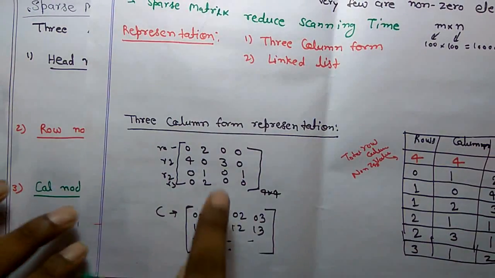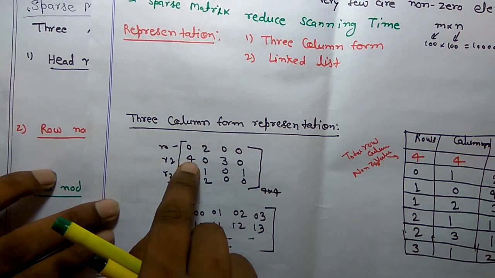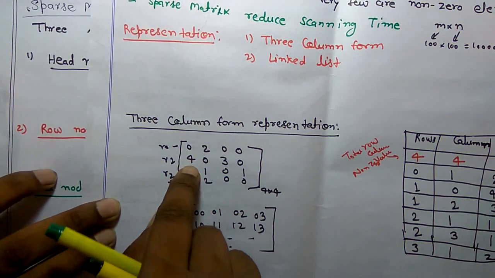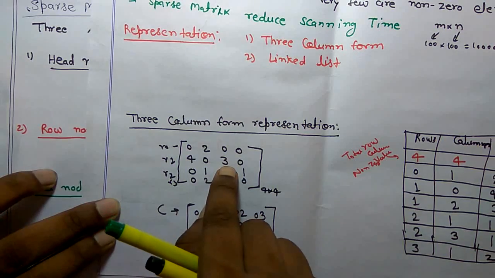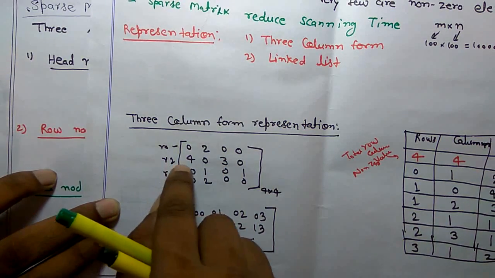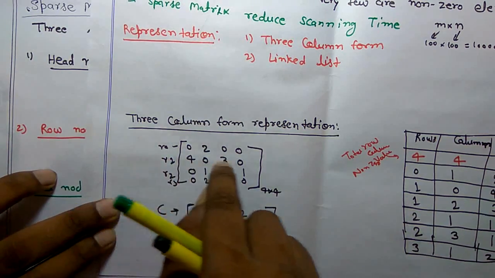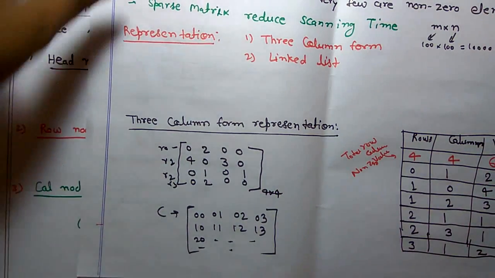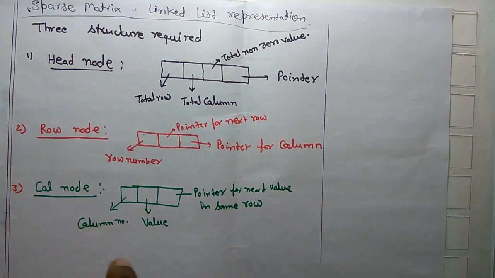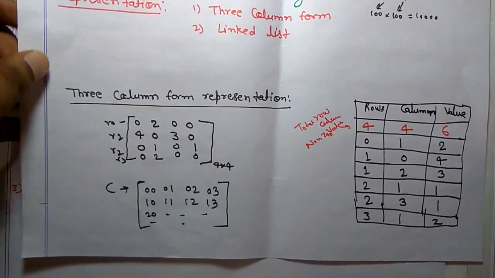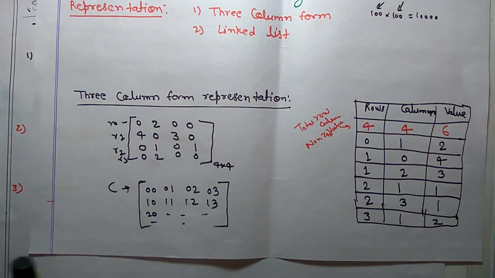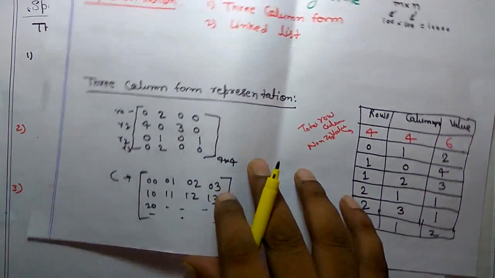For example, this is the matrix. In column 0 the value is 4. In the same row, in column 2 the value is 3. So we require a node that could move to the right side. Okay, so let's take the same example and make its linked list representation.